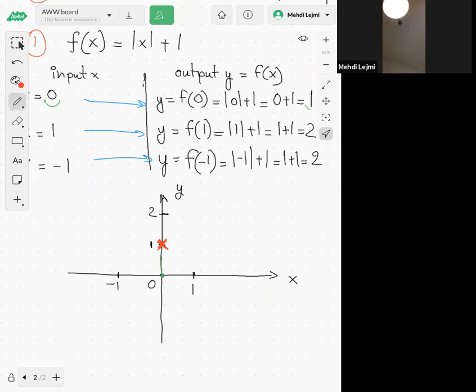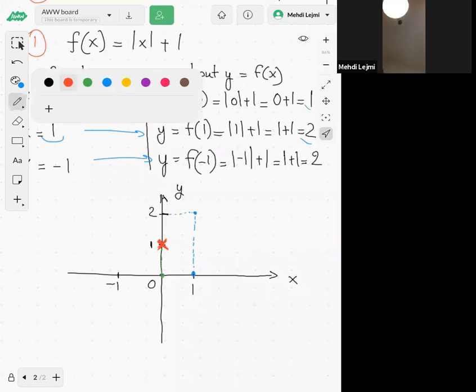Here's where y is positive 1, and that will be my first point. Next point, x is positive 1. The output y is positive 2. So here's my x positive 1, and I have to go up to the level where y is positive 2, and this would be my second point.